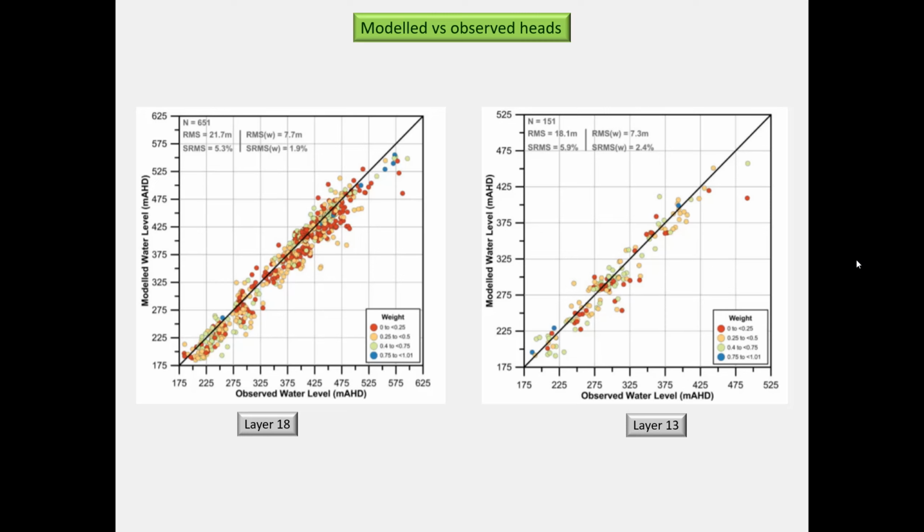Statistics will often accompany these plots, RMS for example. And ideally, the better the RMS fit, the better the model is in terms of being calibrated, and by implication, the better the model is in terms of the support that it can provide to the decision-making process.